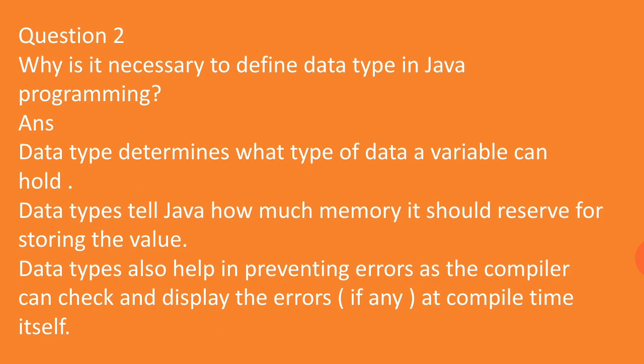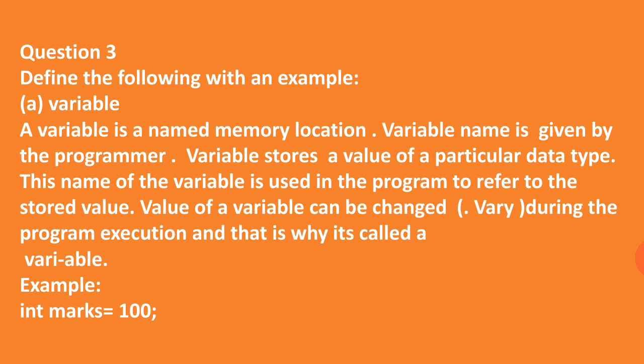All right. After that, question number 3: define the following with an example. A variable. A variable is a named memory location. The variable name is given by the programmer. A variable stores the value of a particular data type. This name of the variable is used in the program to refer to the stored value. The value of a variable can be changed, that is, it may vary during the program execution, and that is why it is called a variable.